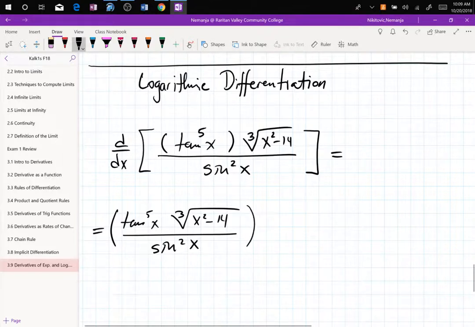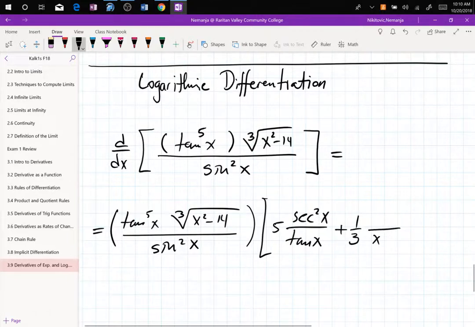Times, and this is the part where you have to put mental power in it. We are looking at 5 tangent x secant squared x plus 1/3 of x squared minus 14 with a 2x minus 2 times, or actually plus 2 times cotangent x. There you go, done. This is your derivative in factored form. And you walk away.